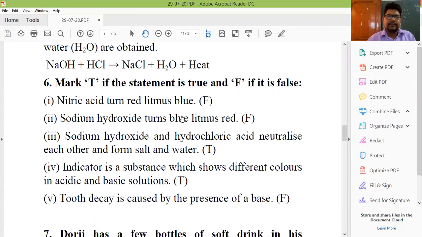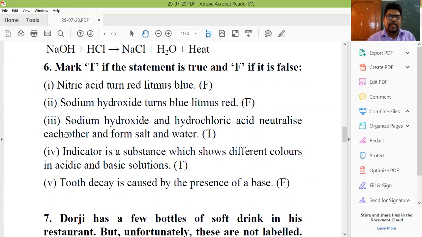releases heat. See in this question, mark T if the statement is true and F if the statement is false. See the first. Nitric acid turns red litmus blue: false. Sodium hydroxide turns blue litmus red: false. Sodium hydroxide and hydrochloric acid neutralize each other and form a salt and water: it is true.